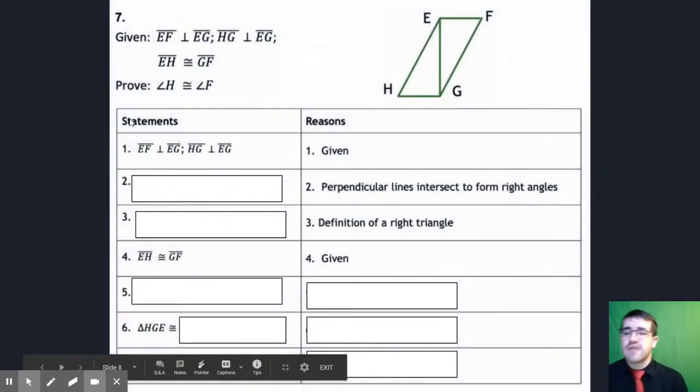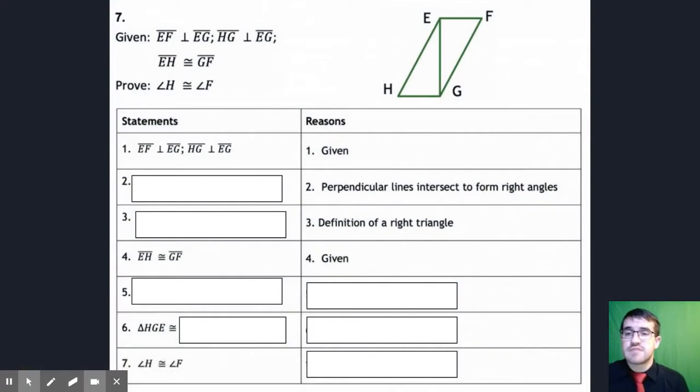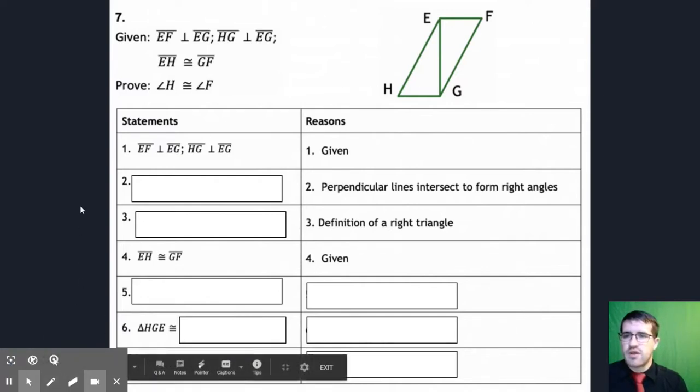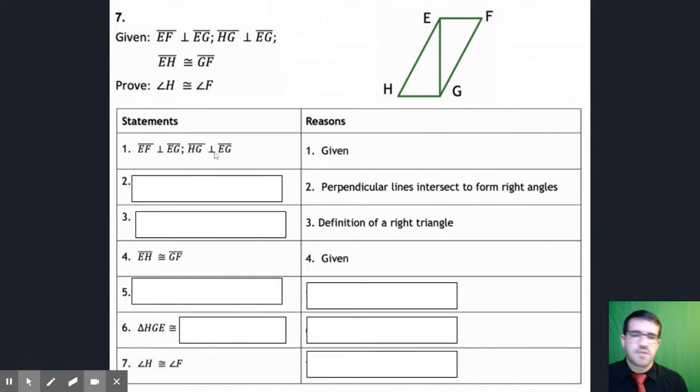All right, and for our last problem, problem 7, we are given that segment EF is perpendicular to segment EG, and that segment HG is perpendicular to segment EG, that EH is congruent to GF, and we want to prove that angle H is congruent to angle F. We will work our way down the given information, starting with EF is perpendicular to EG, and HG is perpendicular to EG. That reason is given.